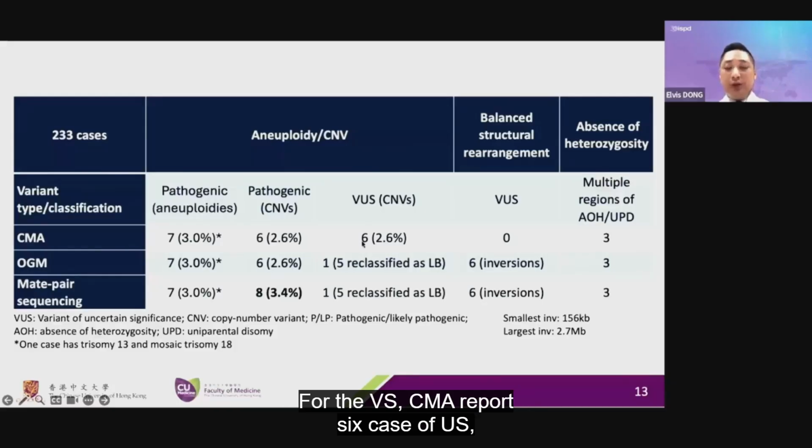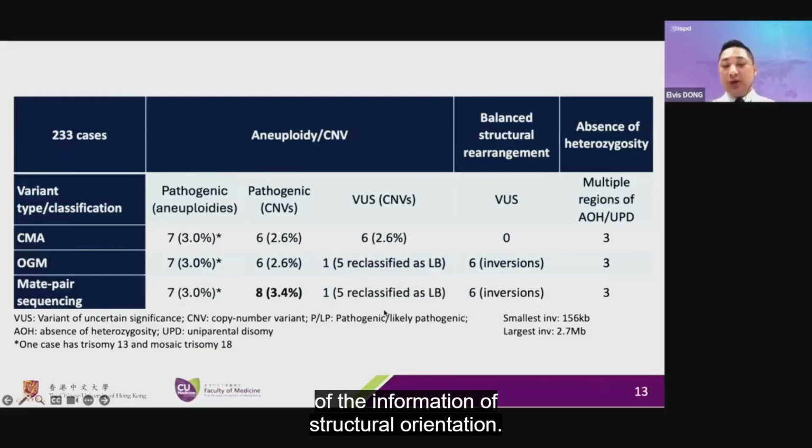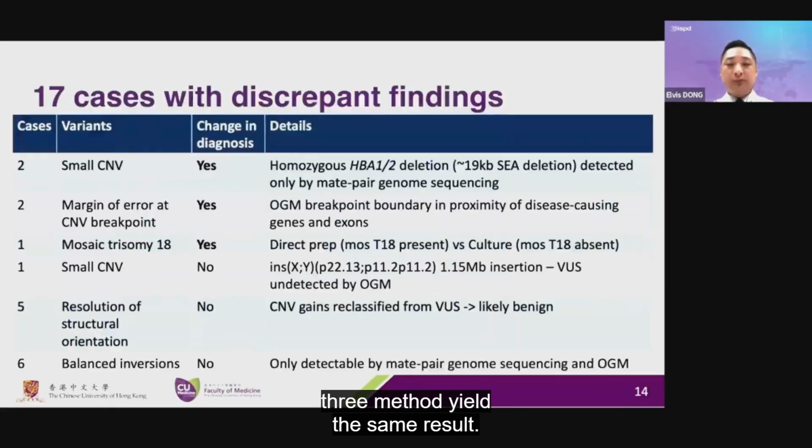For the VUS, CMA reported 6 cases of VUS, but 5 of them were reclassified as likely benign by optical genome mapping and mate-pair sequencing because of the information on structural orientation. For balanced structural rearrangements, both methods detected 6 inversions. For the capability of AOH detection, the 3 methods yield the same result.